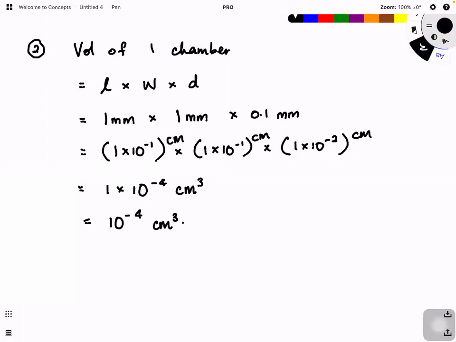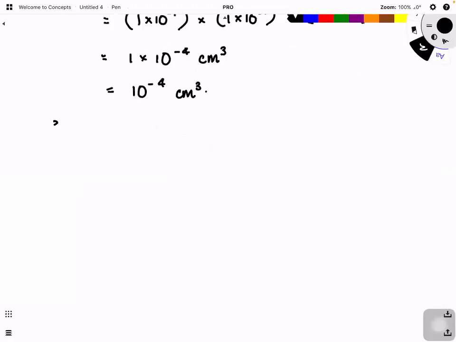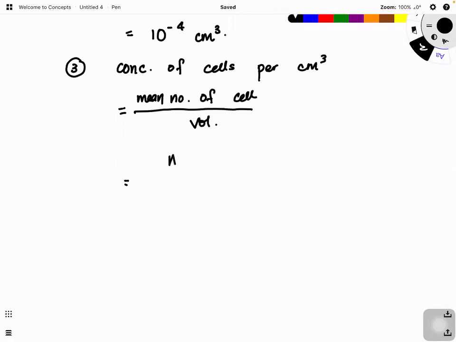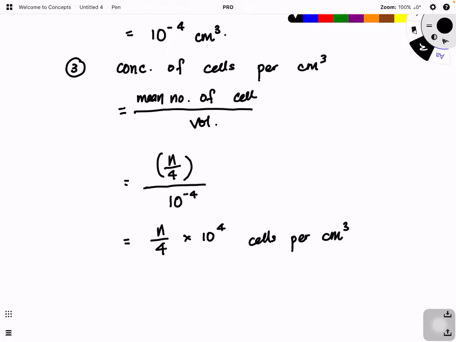Are you clear? So now the third step, we calculate the concentration of cells per cm cube, which equals the mean number of cells divided by the volume. So the mean number of cells, n over 4, divided by 10 to the power of -4. The 10 to the -4, you can bring it up, so it's n over 4 multiplied by 10 to the power of 4. The unit is cells per cm cubed. Okay, this is the formula.